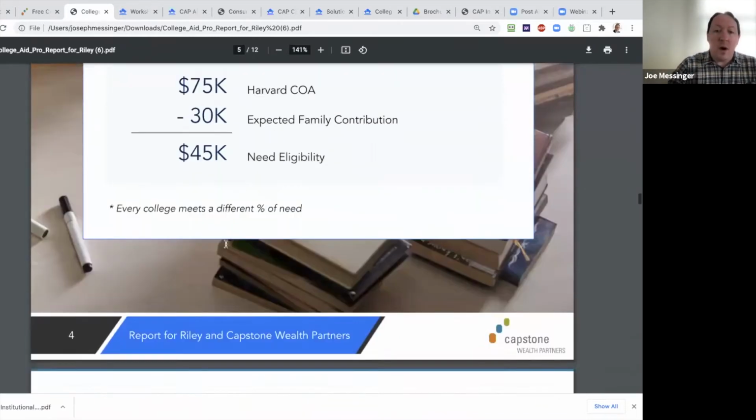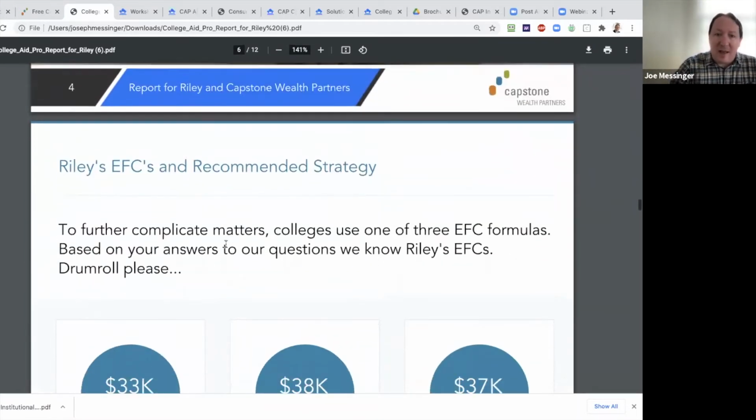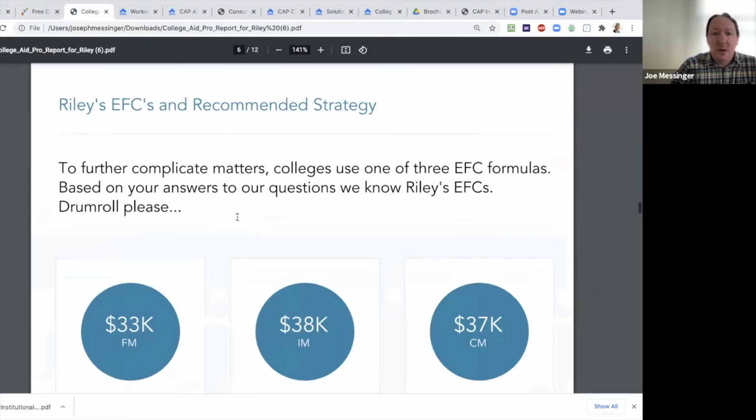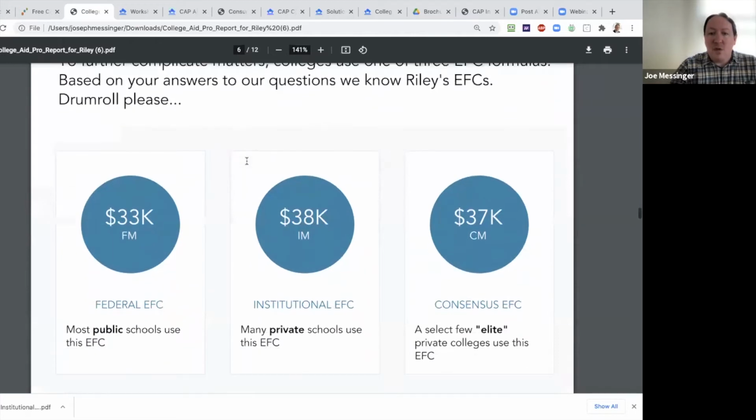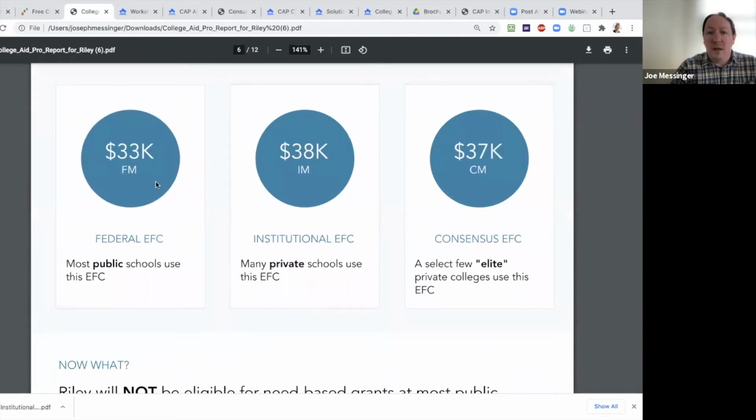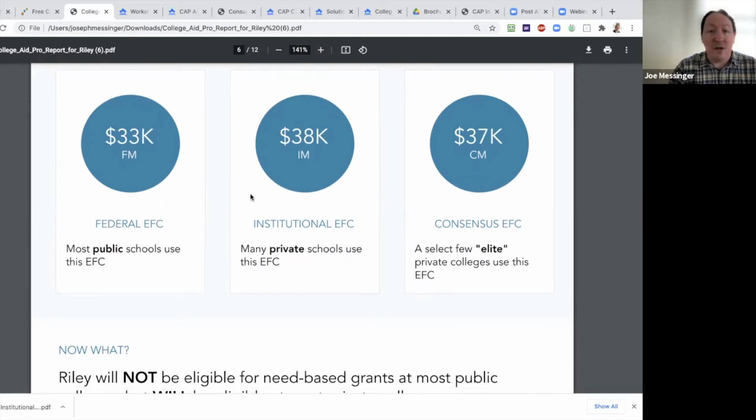So the way we break this down and really personalize this is to say, look, Riley, here's the deal. Here's what you need to know. There are 3 formulas that schools may use to determine your EFC. Most schools use a public method called a federal EFC, the federal methodology. A lot of private schools use what's called an institutional EFC, and some of our elites use a consensus EFC. Depending on your situation, these can vary dramatically.